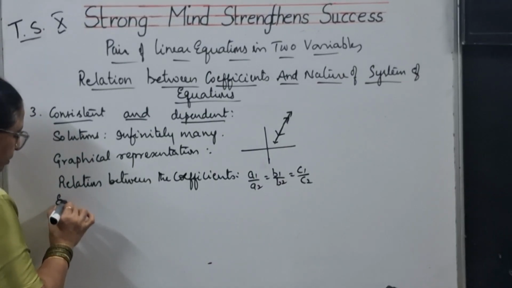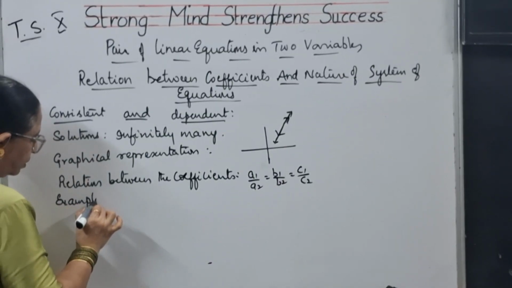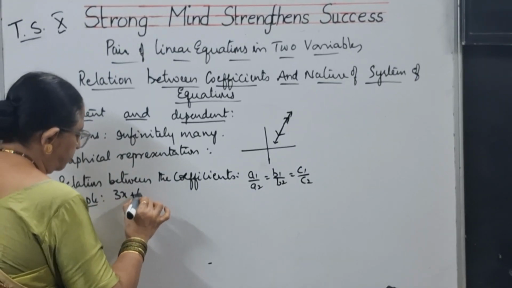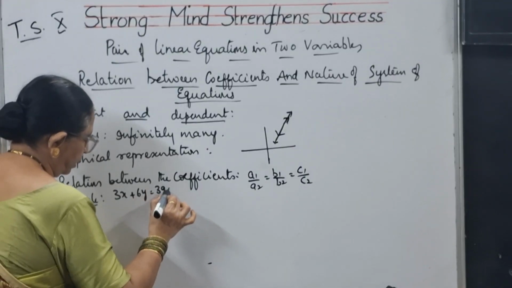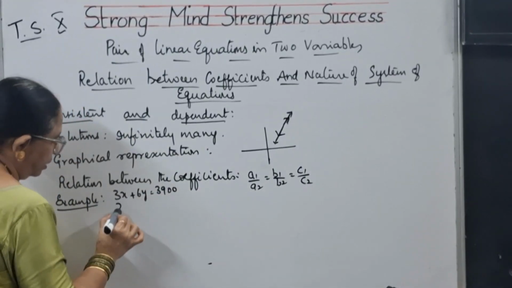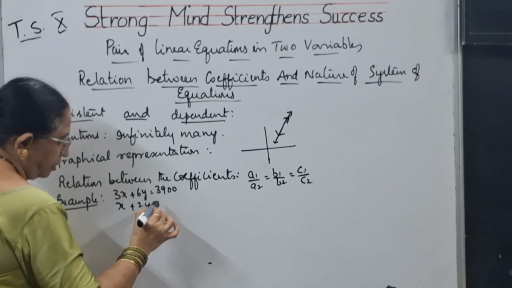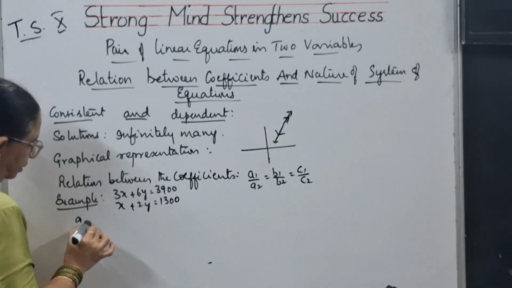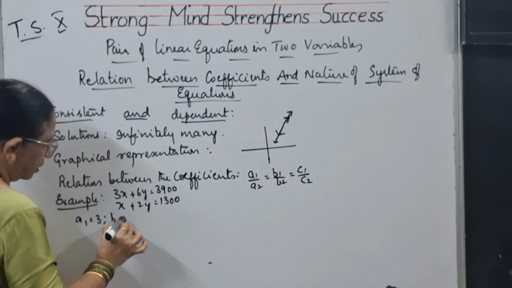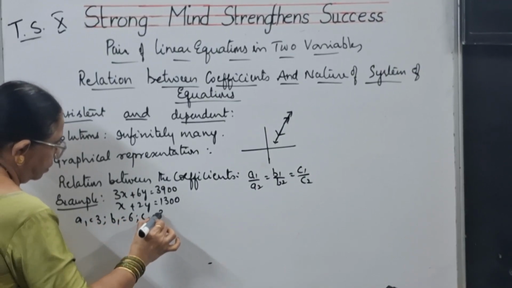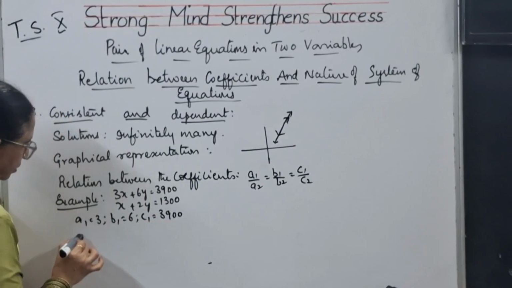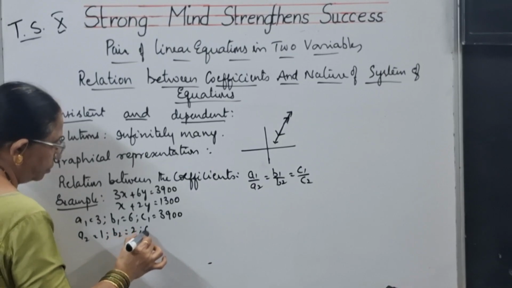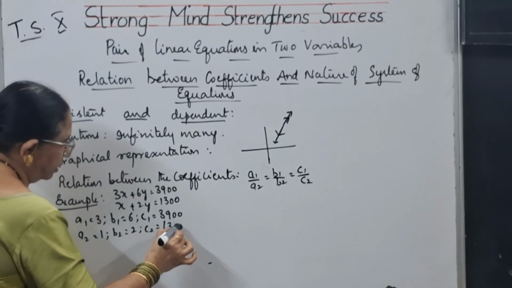So, as an example, we will be taking two equations. 3x plus 6y is equal to 3900 and x plus 2y is equal to 1300. So in this case, a1 is 3, b1 is 6, c1 is 3900. a2 is 1, b2 is 2, c2 is 1300.